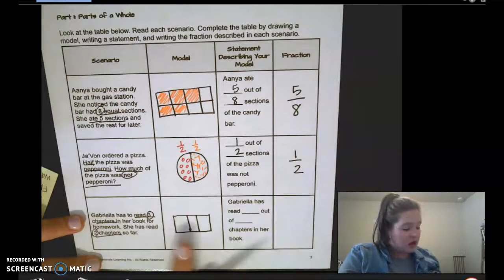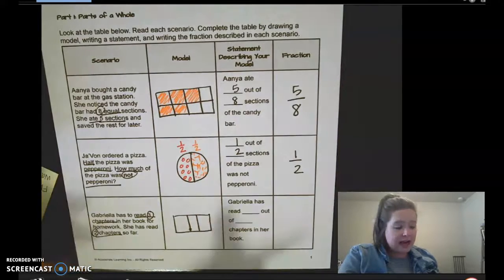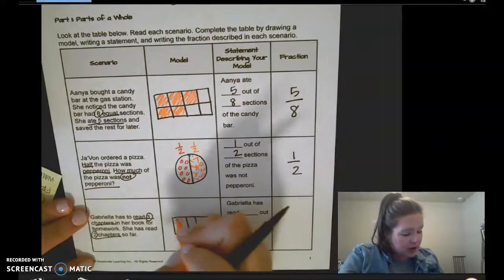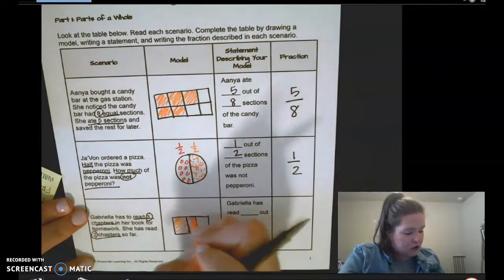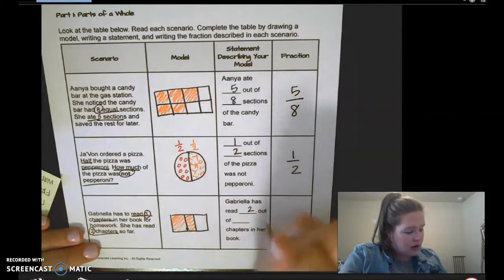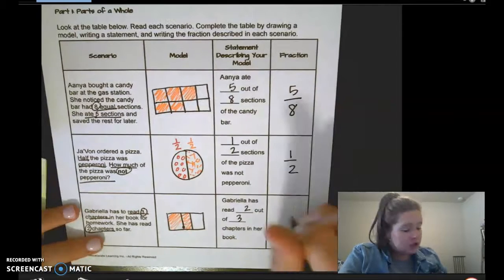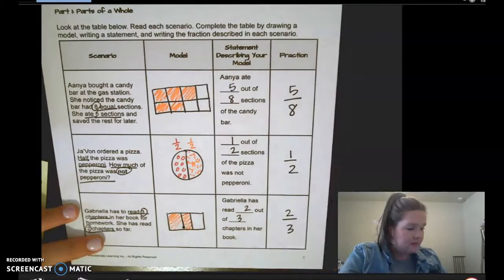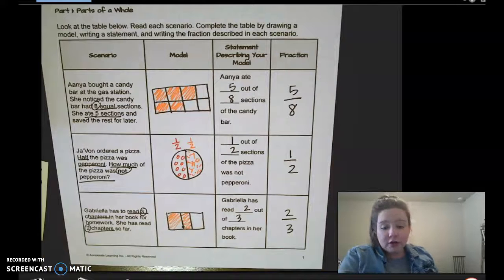Okay. These are her 3 chapters she has to read. She's already read 2 of them. Gabriella has read 2 out of 3 chapters. She has read 2/3 of her book so far. Okay?